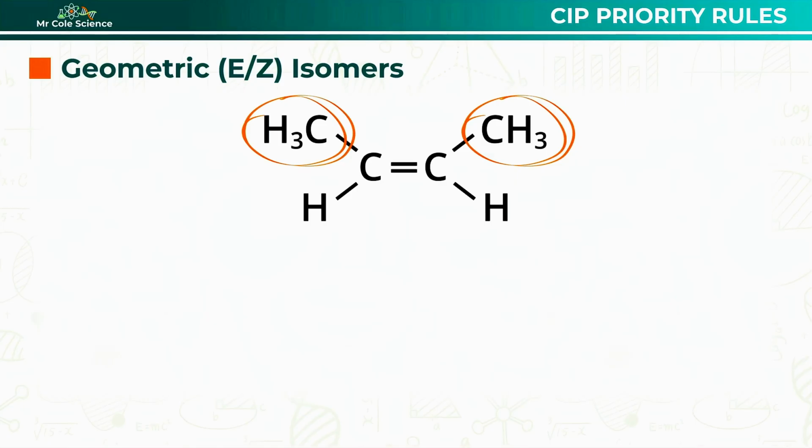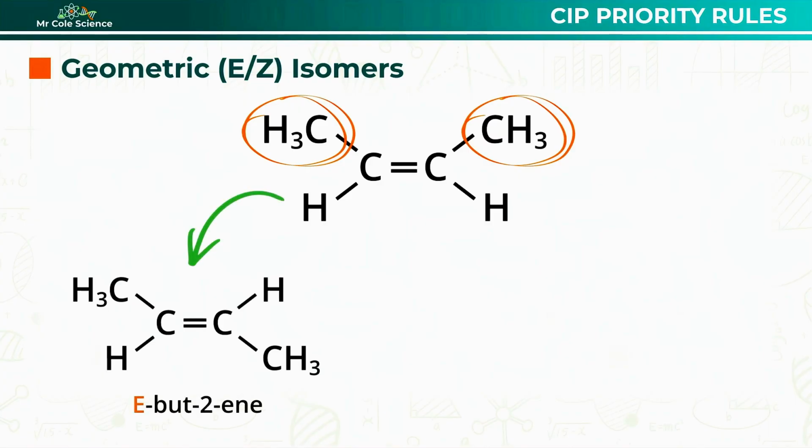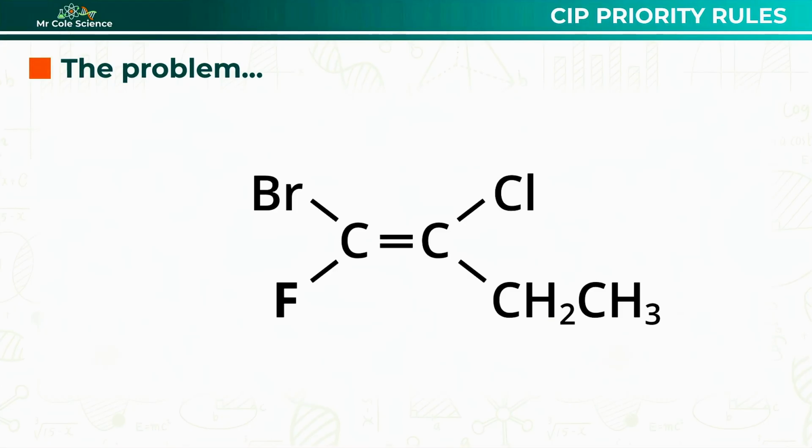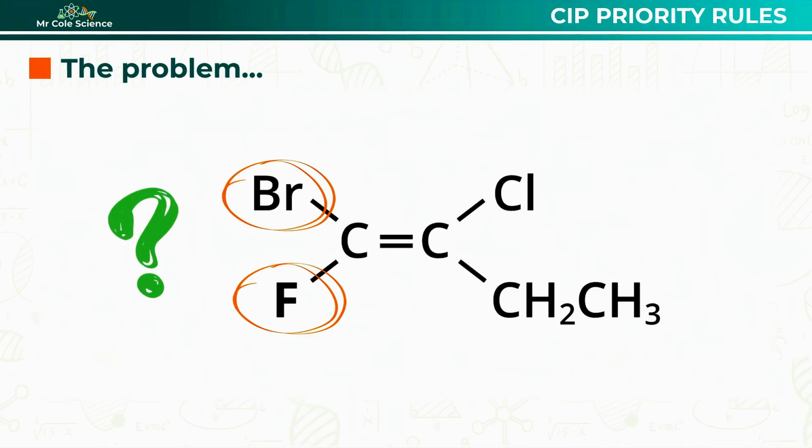No disrespect to hydrogen, but it's never going to be considered a priority. If the priority groups are on opposite sides of the double bond, the molecule is the E isomer, and if they're on the same side, then it's the Z isomer. But as soon as we start looking at more complicated molecules, things start to become much less obvious. If a carbon atom has two different atoms or groups of atoms attached to it, how do we decide which takes priority when we're considering whether it's above or below the double bond?